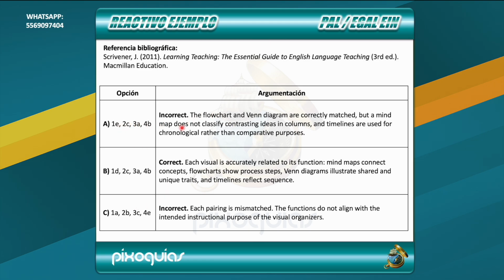A and C are incorrect. A because the flowchart and Venn diagram are correctly matched, but a mind map does not classify contrasting ideas in columns, and timelines are used for chronological rather than comparative purposes. And C is also incorrect because each pairing is mismatched. The functions do not align with the intended instructional purpose of the visual organizers.